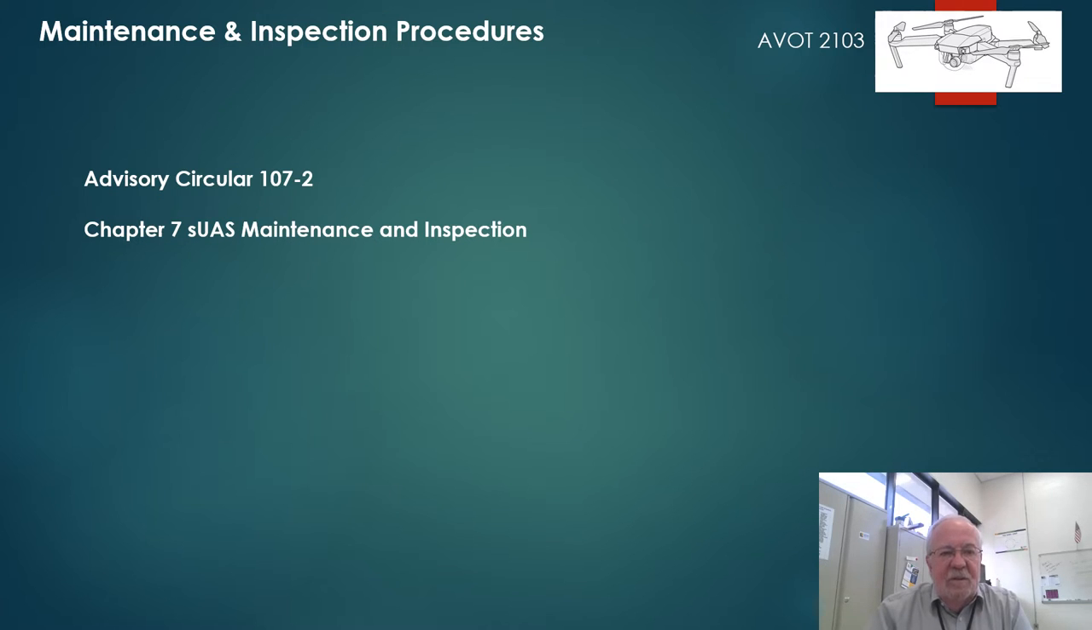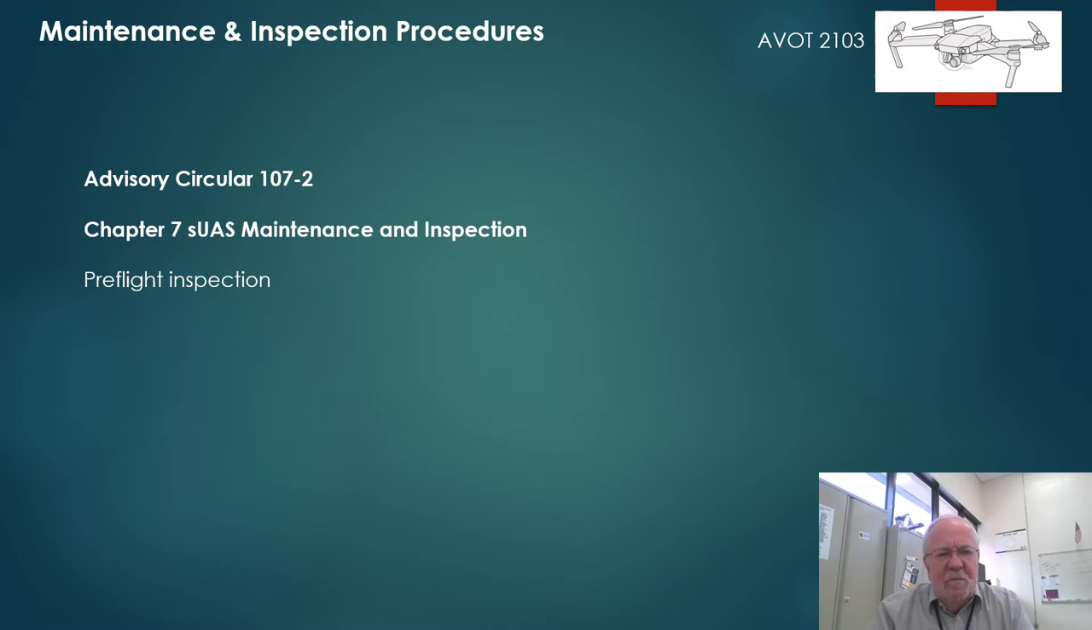So, maintenance and inspection. Advisory Circular 107-2 is in general about drone operations. Chapter 7 is specific about maintenance and inspection, right? There are 2 kinds of maintenance as far as the FAA is concerned. There's scheduled maintenance. Well, we don't have that yet, but that will be part of the larger aircraft that we fly in the future. Unscheduled is the stuff that happens that you weren't planning on. Something doesn't work quite properly and it needs maintenance. That's one of the unscheduled maintenance items.